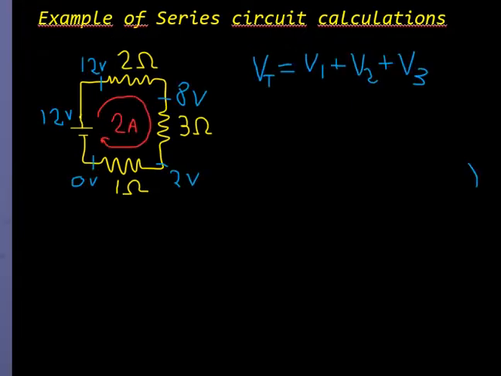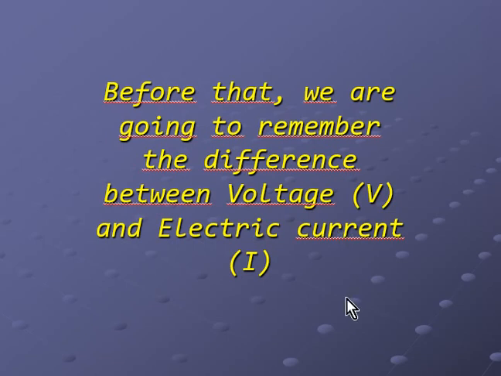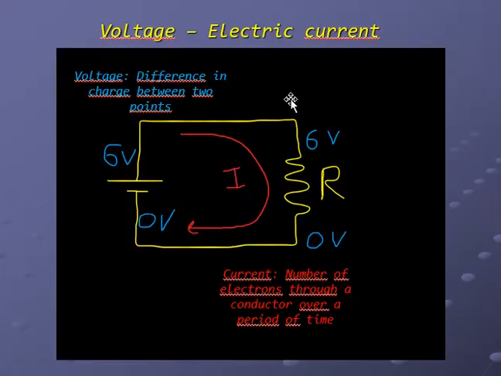Now to work out the voltage, we're gonna stop for a moment, and we're gonna remember the difference between voltage and electric current. So remember that the voltage is the difference in charge between 2 points. So we have a battery with 6 volts. It means that I have 6 volts here, but at the end of the circuit we have 0 volts. While the current is the number of electrons through a conductor over a period of time.